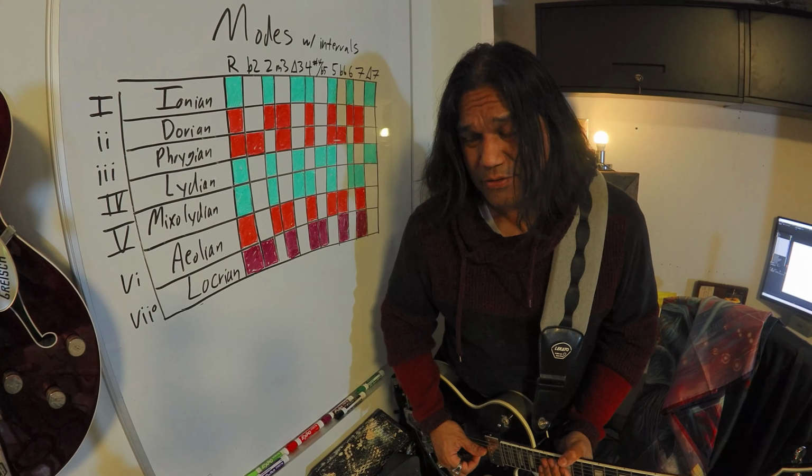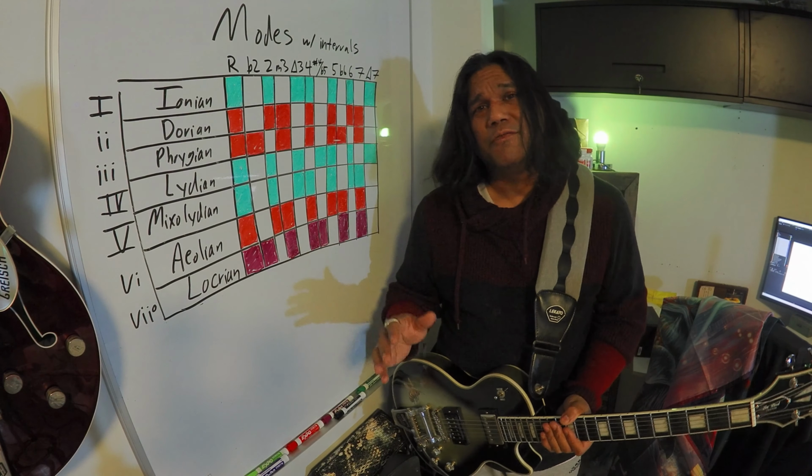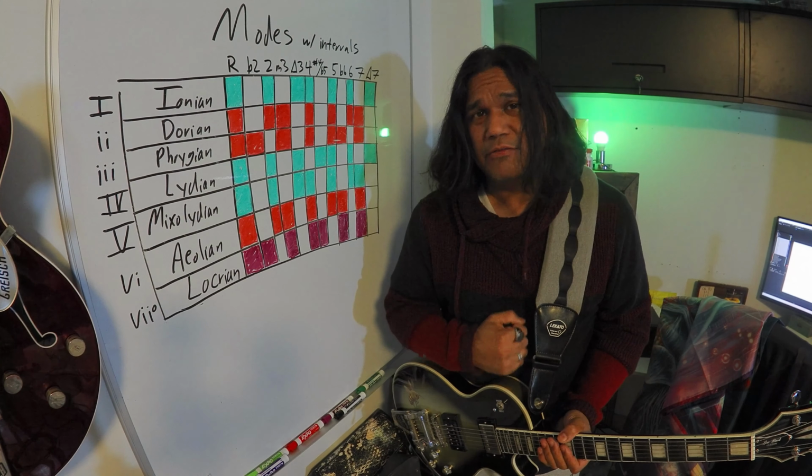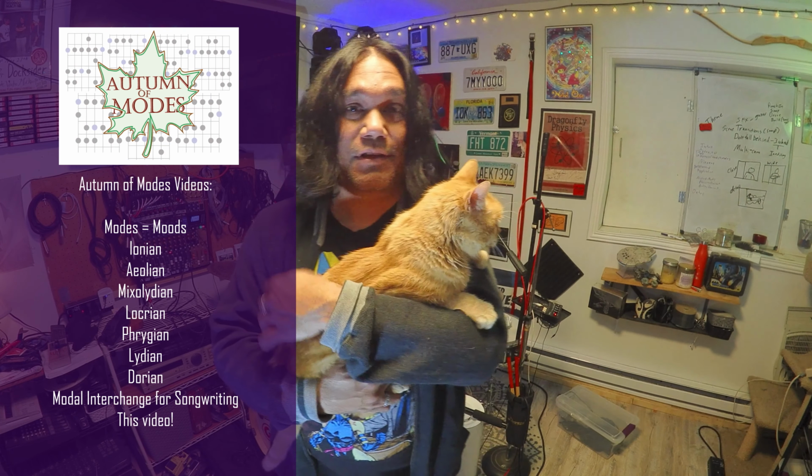I love the way that sounds. It really invokes the Jane's Addiction feel. And just consider if I was playing the regular Aeolian on top of that, the regular minor scale, how much more that would have sounded like Tool than like Jane's Addiction. So that's it. That concludes the Autumn of Modes.